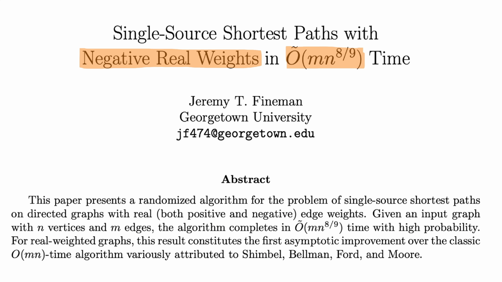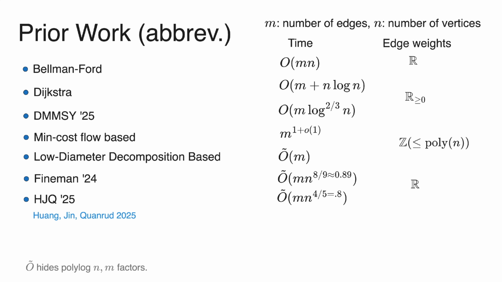About 2 years ago, Fineman came up with this amazing algorithm, which is faster than Bellman-Ford. So this is the first algorithm which is faster than dynamic programming. The runtime was later improved to m times n to the power of 0.8.